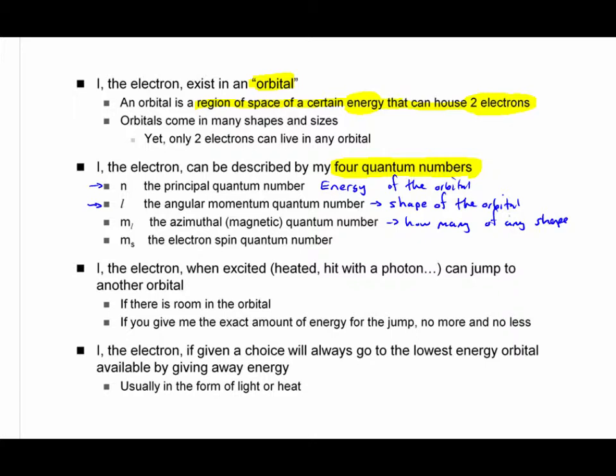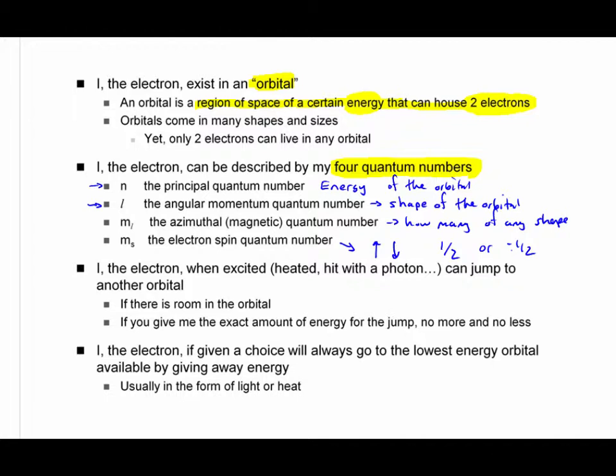And then finally, the electron spin. It can either spin up or down, which in mathematical terms is a plus 1/2 or a minus 1/2. Don't worry about why it's a plus and minus 1/2. That is something for nuclear physics. We won't get to it ever.